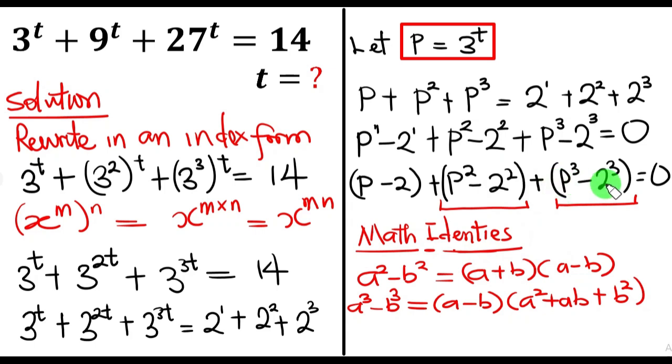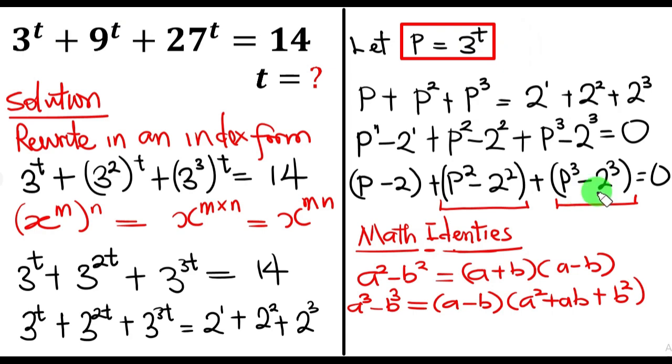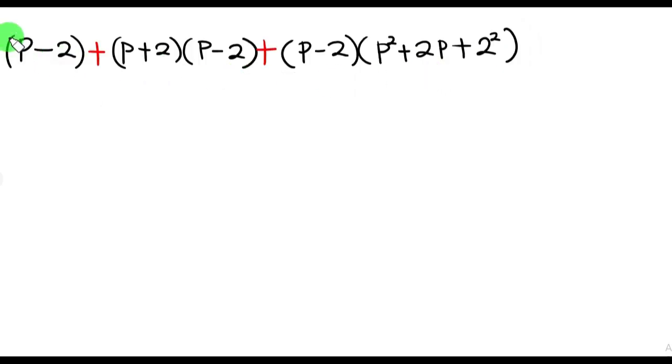Now the next thing to write is the identity for p raised to the power of 3 minus 2 raised to the power of 3, which is what we've just written here. And this is going to become p minus 2, then p squared plus 2p, then plus 2 squared, as it is earlier here. Then the next thing I want to do is to put it in the square brackets. Then I can see that some stuff are common here. p minus 2 is present here, p minus 2 is also present here, p minus 2 is also here.